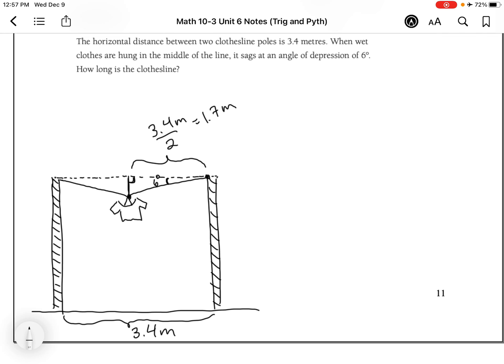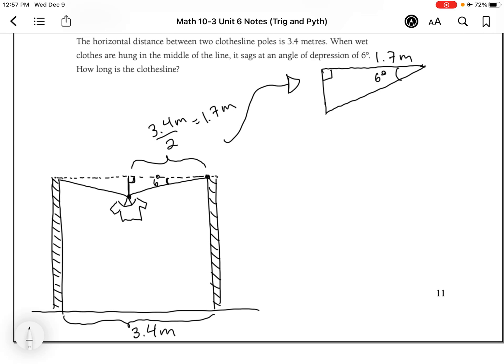Okay, well now what we have, and I'm going to redraw this over here because the drawing is a little bit tiny. What's really important here is this picture here. Right, here's a right triangle. This is 6 degrees, and this is 1.7 meters.